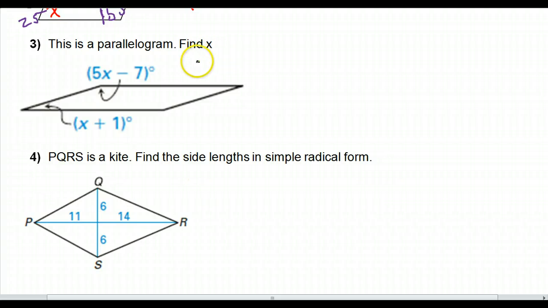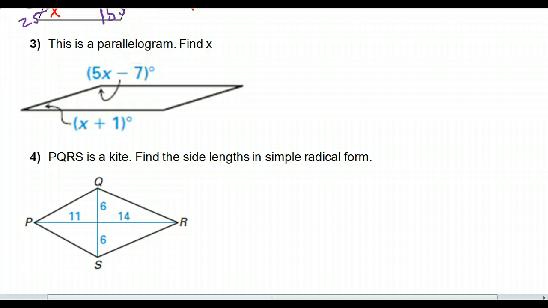This is a parallelogram. Find x. The big mistake that kids often make is to set these equal to each other. But look at these angles. One of them is a small angle. It's acute. One of them is an obtuse angle. There's no way these are going to be equal. If they were across from each other, they would be equal.